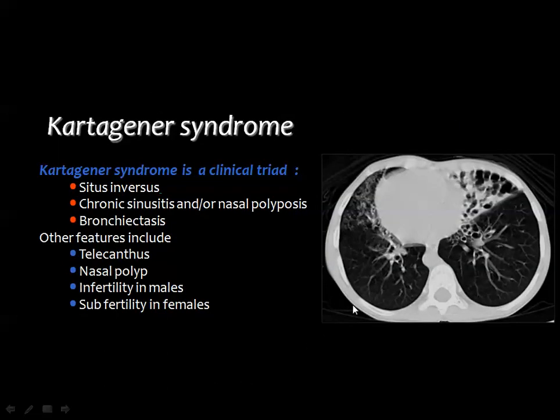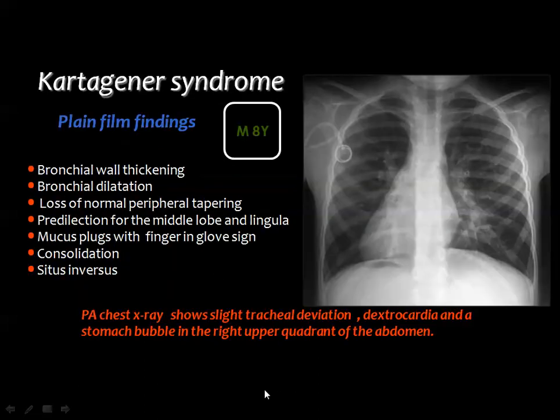Here is the triad, which is situs inversus, either dextrocardia alone or the presence of situs inversus, chronic sinusitis or nasal polyposis, and also bronchiectasis. Here you see that the apex of the heart is to the right side. This is dextrocardia, and you see that the bronchi containing air are ectatic and dilated, denoting the presence of bronchiectasis. Other features within this syndrome include telecanthus, nasal polyps, infertility in males, and subfertility in females.